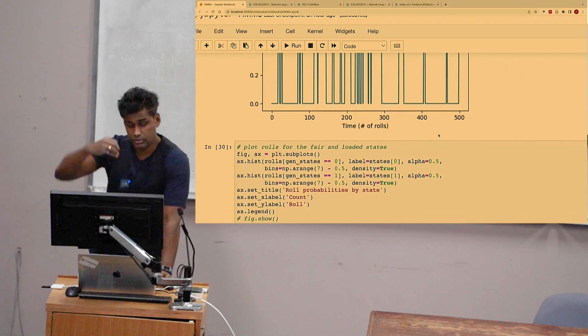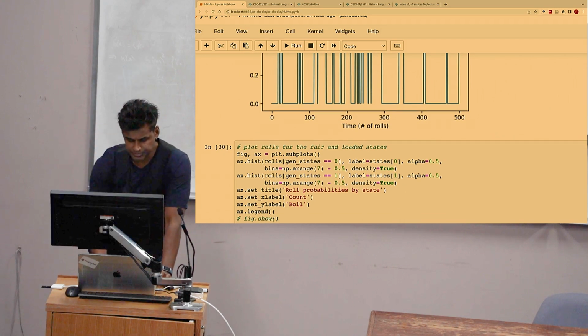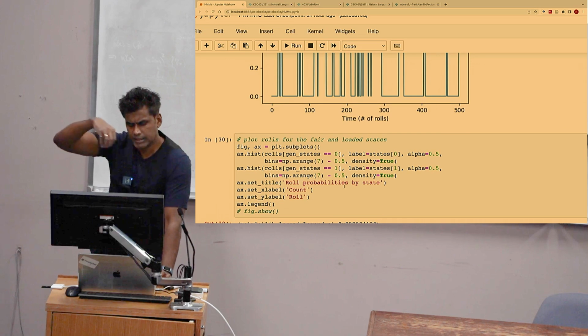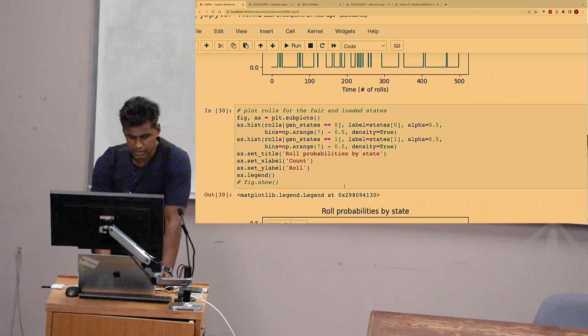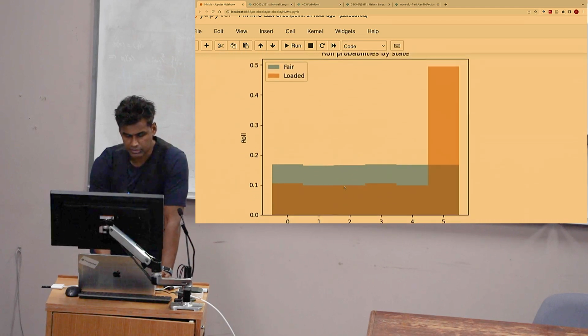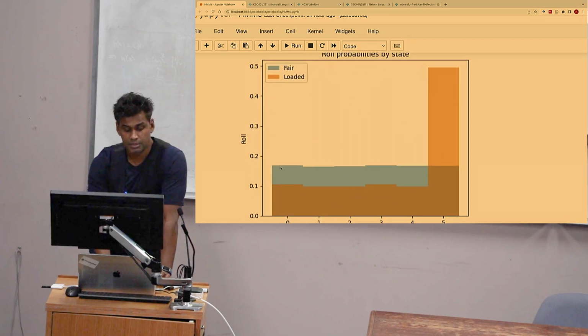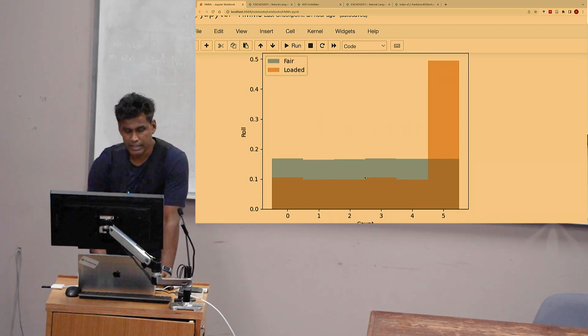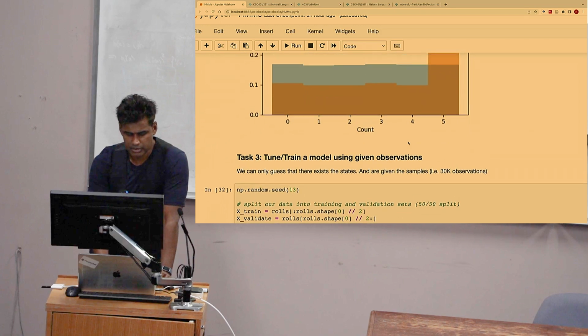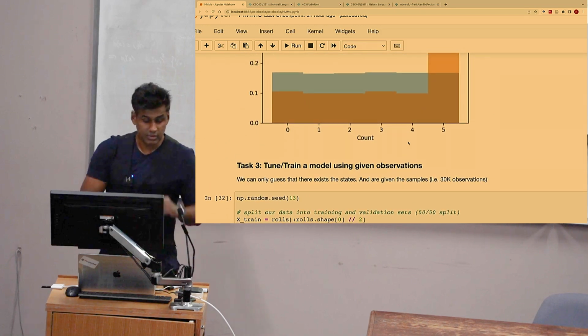This gives a better idea. We'll take all the rolls and all the states, and then plot the probability of the rolls, and we expect to see the difference, and this is right. When it's fair, the probability of each of the rolls is 1/6 or 0.167. And in the loaded state, 0 to 4 is 10% and 5 is 50%. Okay? All right. So these are our observations. These are given to us.